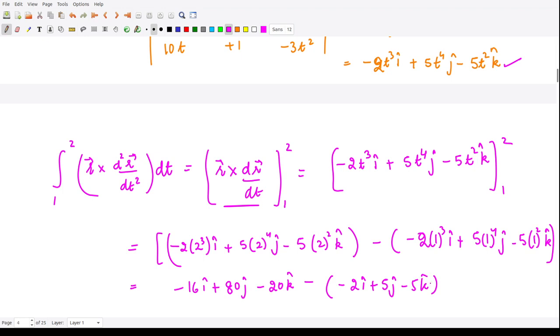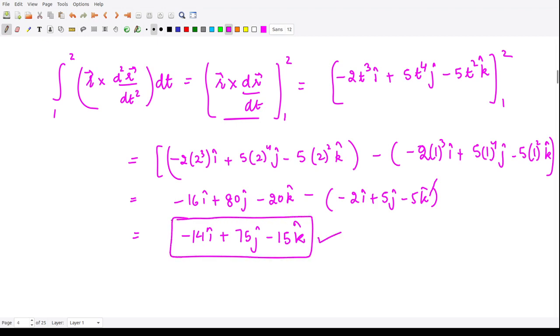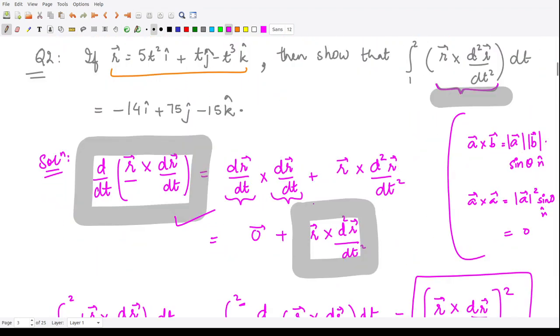So when you simplify this, you will end up with minus 16 i cap plus 2 i cap, so it would be minus 14 i cap, plus 80 j cap minus 5 j cap is plus 75 j cap, minus 20 k cap plus 5 k cap is minus 15 k cap. So this is our final answer, and let's have a look whether the quantity that we wanted to prove above was this one or not. In the question we have to prove this quantity. So this is minus 14 i cap plus 75 j cap minus 15 k cap. So this is what you have.